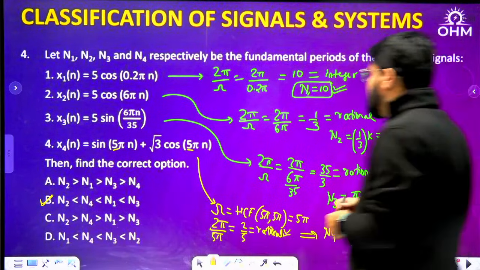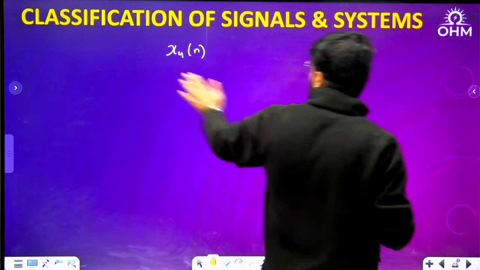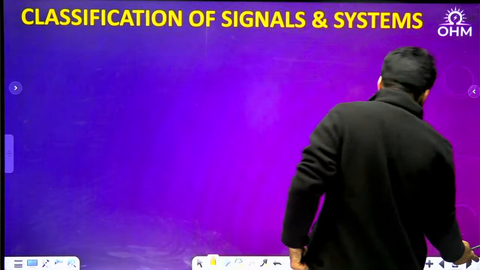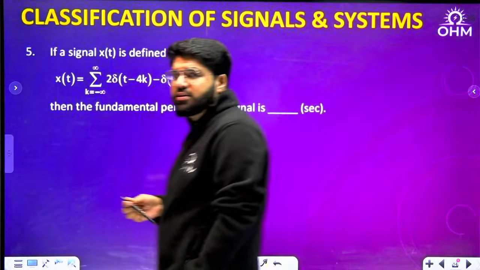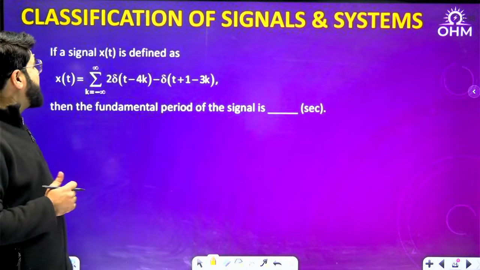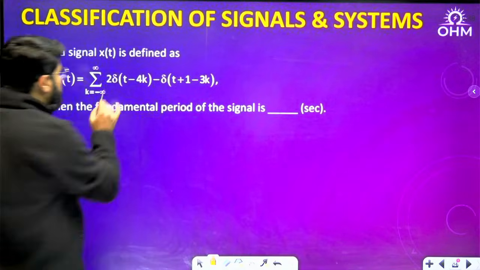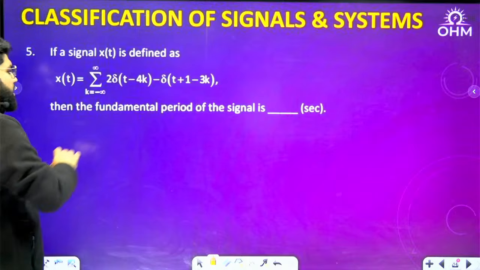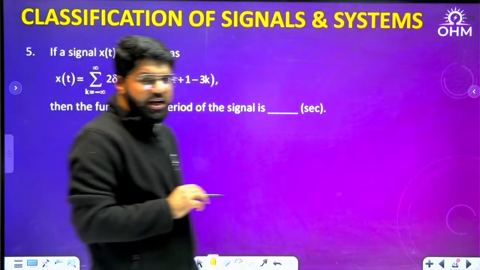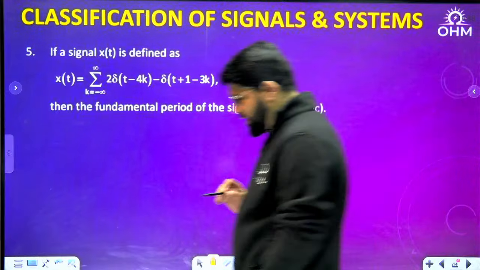Okay, moving ahead to the next question. A signal xt has been defined as xt equal to summation from minus infinity to infinity of 2 delta t minus 4k minus delta t plus 1 minus 3k. Then the fundamental period of the signal is dash seconds.